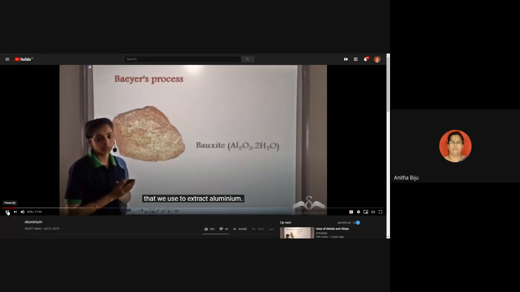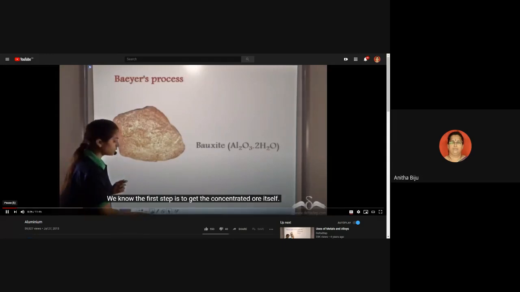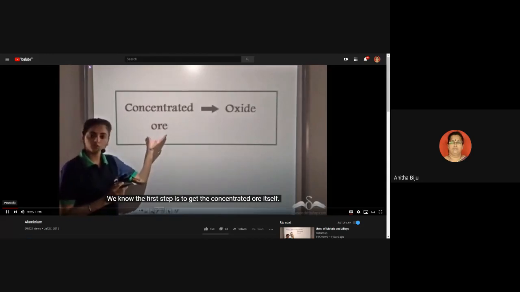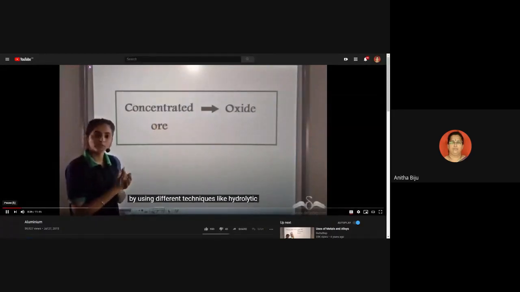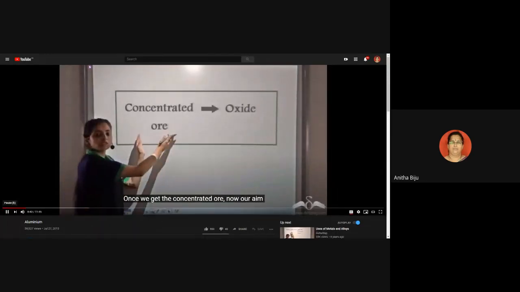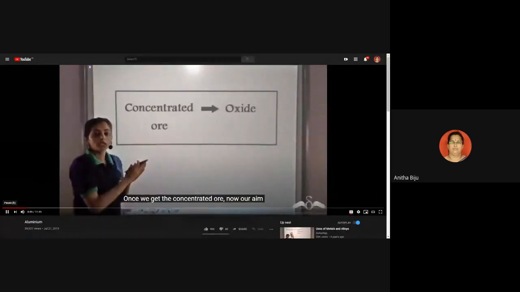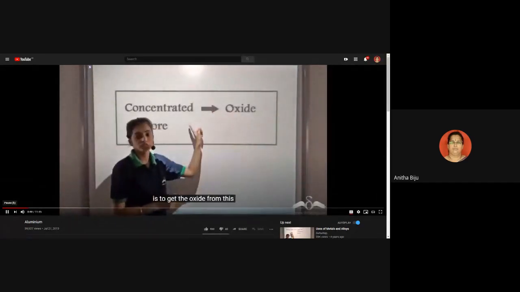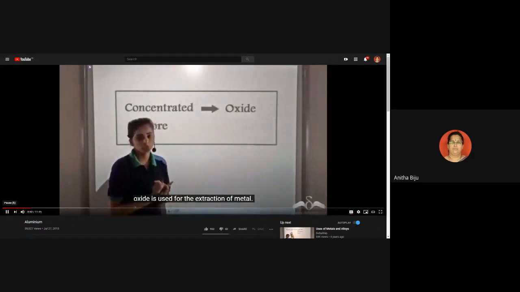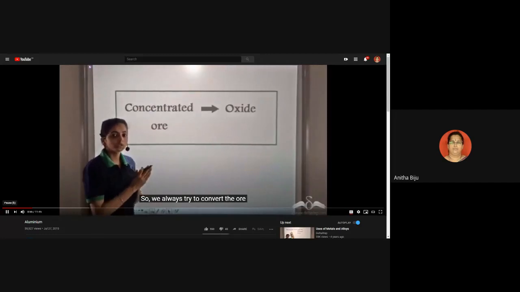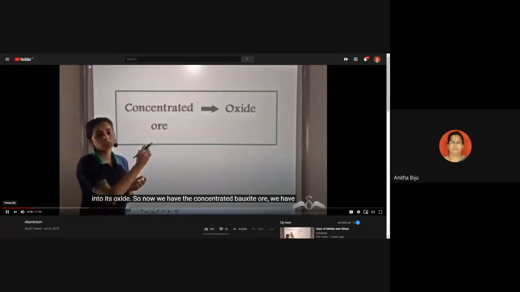To extract aluminium, we know the first step is to get the concentrated ore itself. So we have to crush the ore, grind it, and then remove the gangue particles by using different techniques like hydrolytic method, magnetic separation, and froth flotation method. Once we get the concentrated ore, now our aim is to get the oxide from this concentrated ore. The oxide is used for the extraction of metal. So we always try to convert the ore into its oxide.